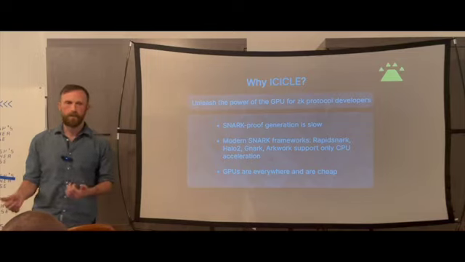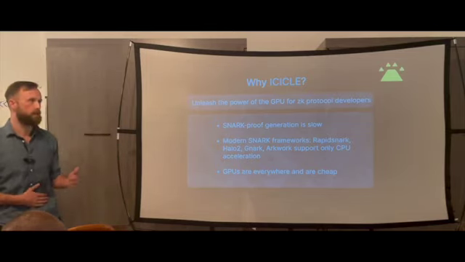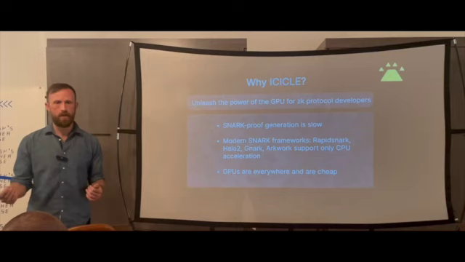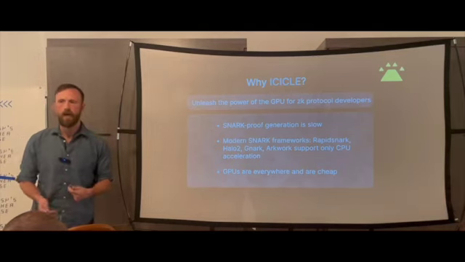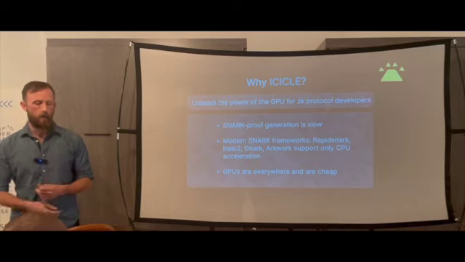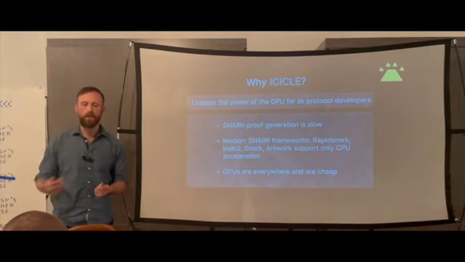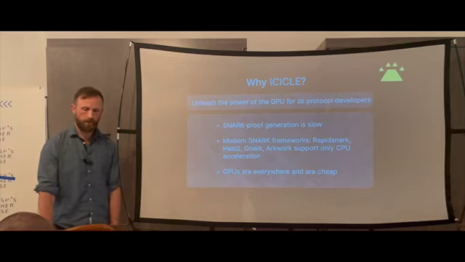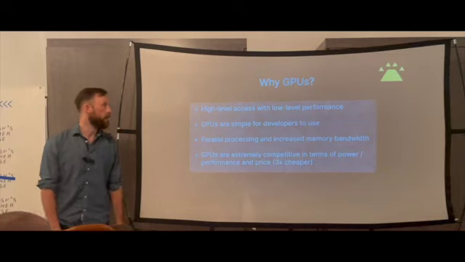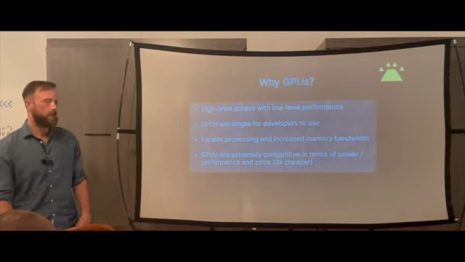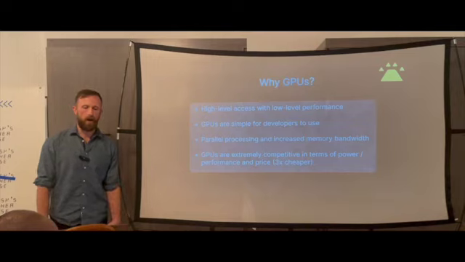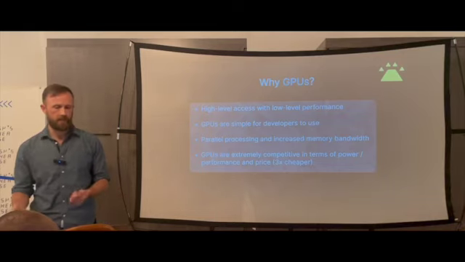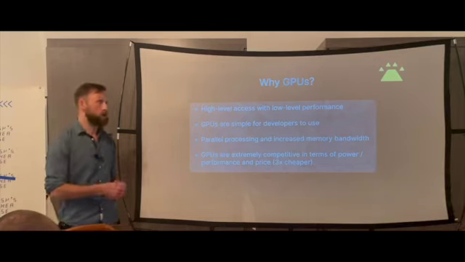The problem it really solves is that all the modern SNARK frameworks people are probably familiar with, such as Rapidsnark, Halo2, Gnark, and Arkworks, right now only support CPU. So if you're running any prover with these frameworks, you're going to be running it on the CPU. The real goal of Icicle is to fit in with these frameworks and enable specific functions to be run on the GPU. So why GPUs? High-level access, low-level performance, relatively simple for developers to use, parallel processing, increased memory bandwidth, and they're extremely competitive with FPGAs in terms of power, performance and price, and also a lot faster to develop for.